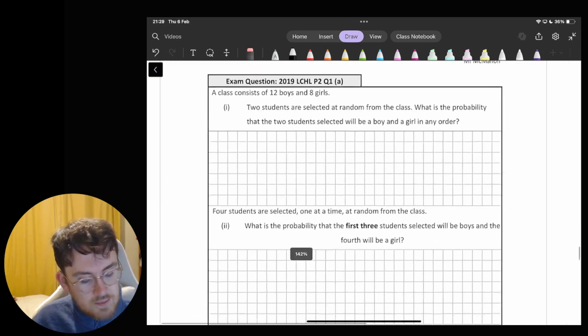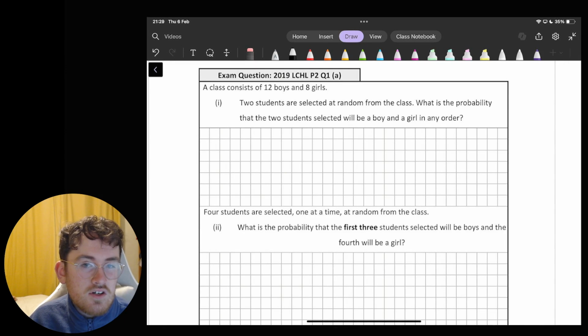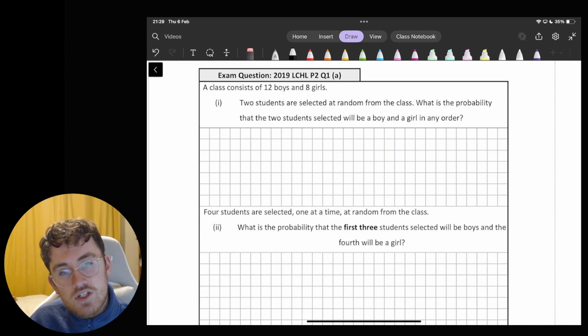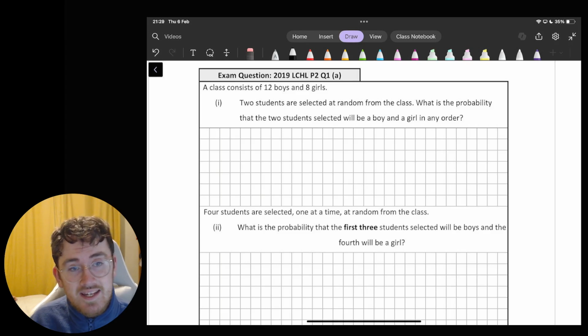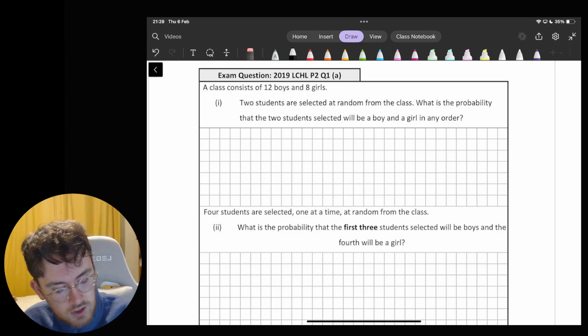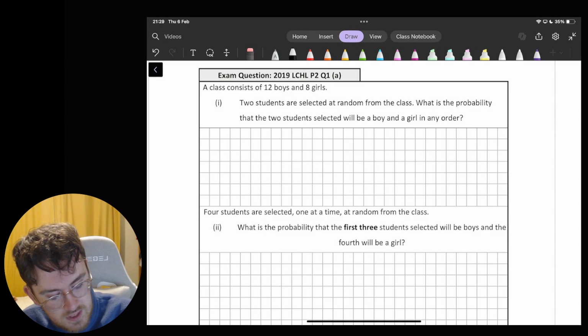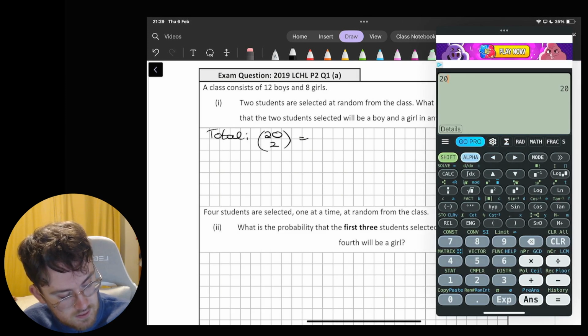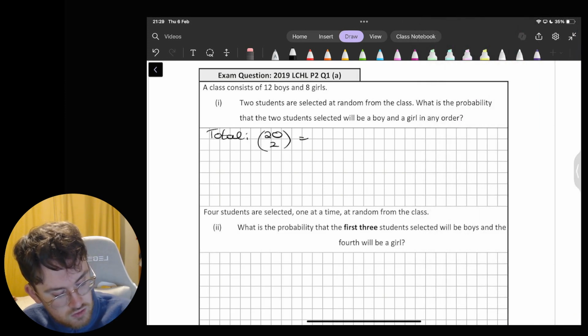Let's look at another example. A class consists of 12 boys and 8 girls. 2 students are selected at random. What is the probability the 2 selected will be a boy and a girl in any order? Well, we'll look at probability here. We need to get a total number of ways that this arrangement could be made. So out of 20 people, choosing 2 people, how many ways are there of doing that? 190.